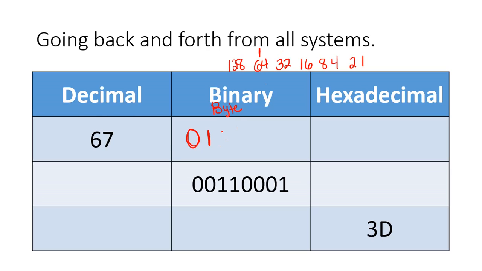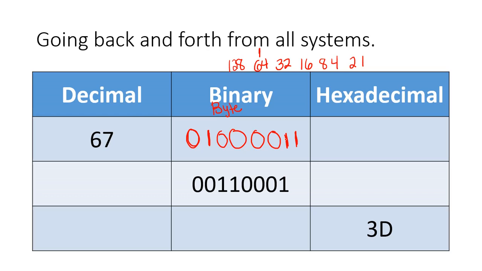So I don't need any 32s. I don't need any 16s. I don't need any 8s. I don't need any 4s, but I need a 2 and I need a 1. So that would give me 67 for my decimal. Now, going to hexadecimal, there's 2 ways to accomplish said task.